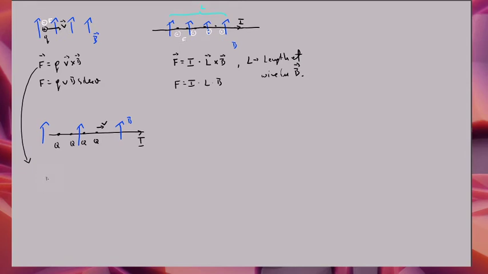So F equals Q times V cross B. I'm considering force on a single particle, and I can figure out that this force here will just point out of the page. So this is force F.